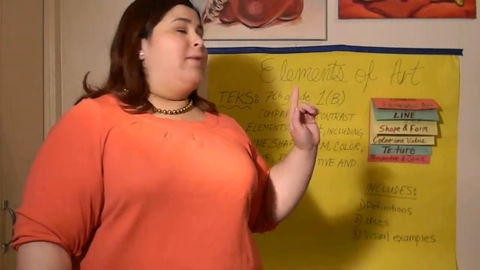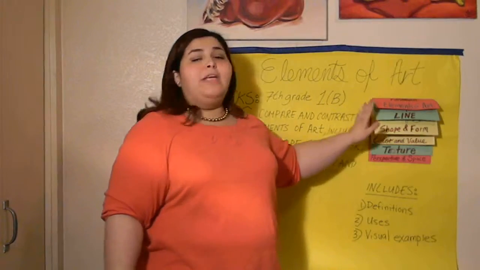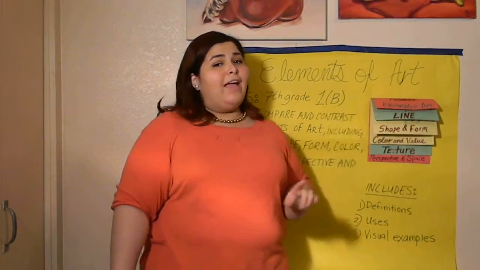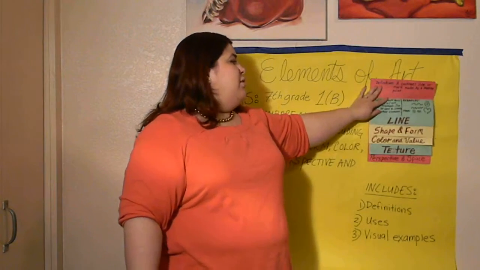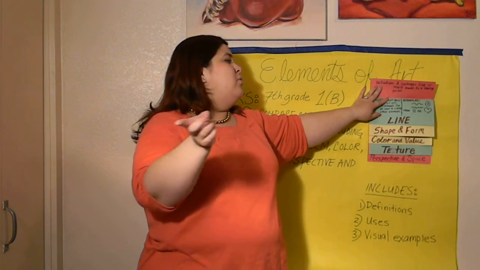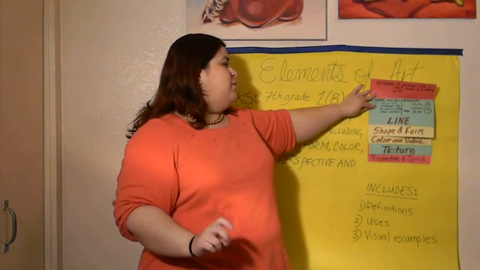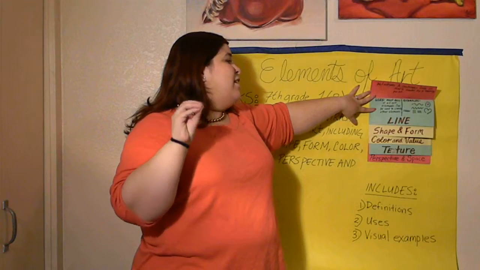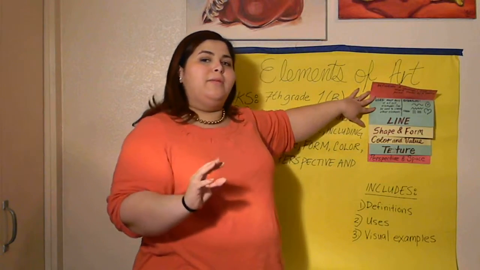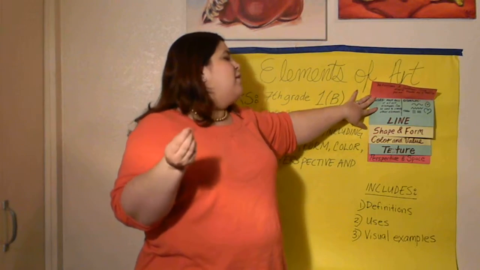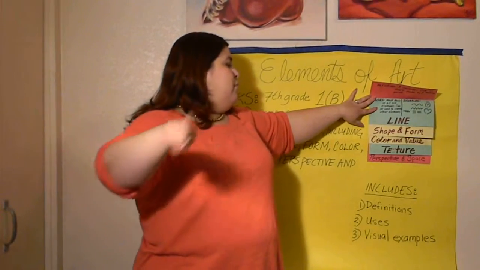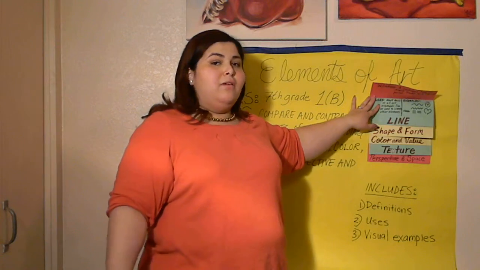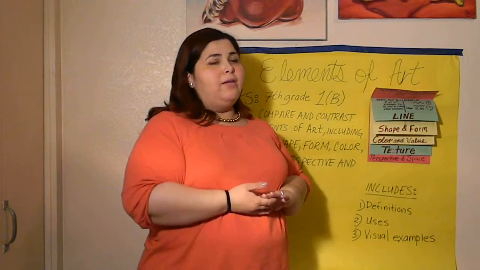Starting off with the first one, the most basic element of art is the line. Now, the line, by definition, is a continuous mark made by a moving point. Its uses: it is the most basic of all art elements, and it is used to create almost all the other elements. You can use a line to create shape, form, color, value, texture, perspective, and space. Color will mostly be implied.